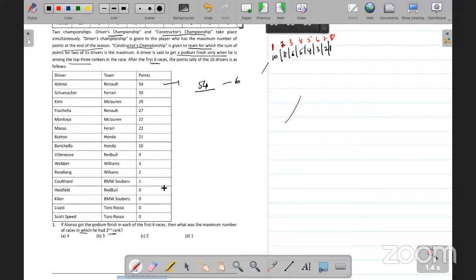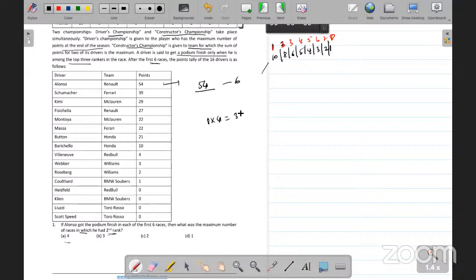Now, can he have second rank 6 times? 8 into 6 only gives you 48, which is not equal to 54. So one thing is sure, he can't have second rank 6 times. And moreover, in the options also 6 doesn't appear. So you don't have to check it actually. So you can start by checking 4.